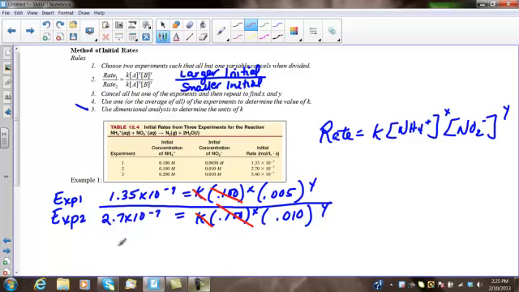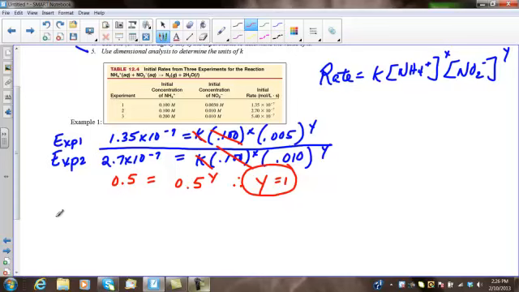So when I divide through, I'm going to get 0.5 is equal to 0.005 divided by 0.01, which is also 0.5, to the Y. Well, in solving for Y, therefore, Y equals 1. This becomes important.